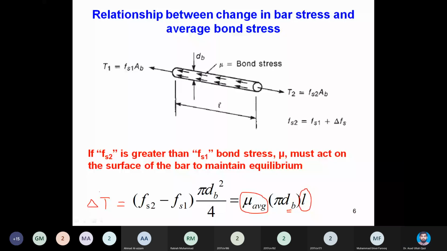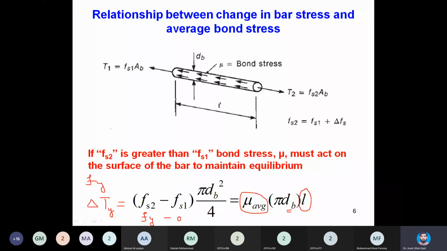If I consider that this delta T will be based on actually Fy. For example, I say Fs2 is actually Fy and Fs1 is 0, into pi dB square over 4 will give me actually what delta T? It will be delta Ty. It will be that force which I can calculate easily by multiplying the area of the bar with its yield strength.